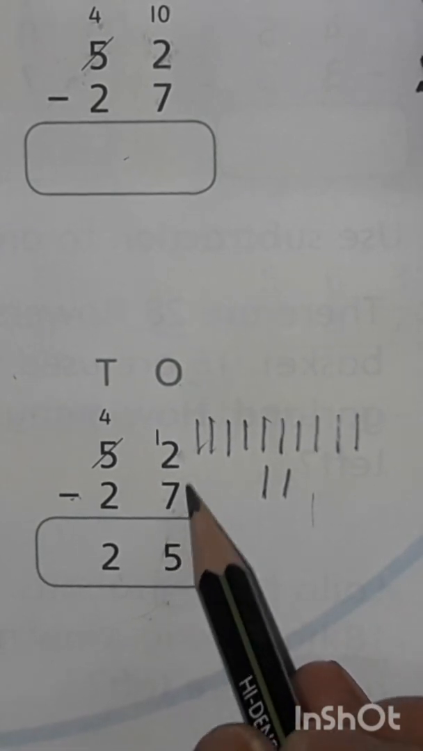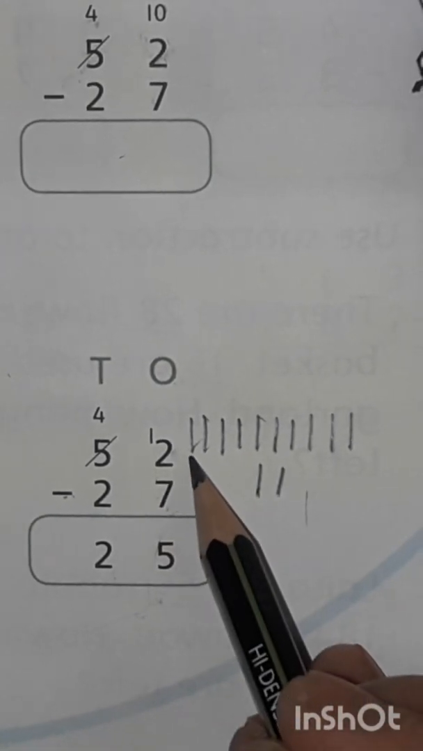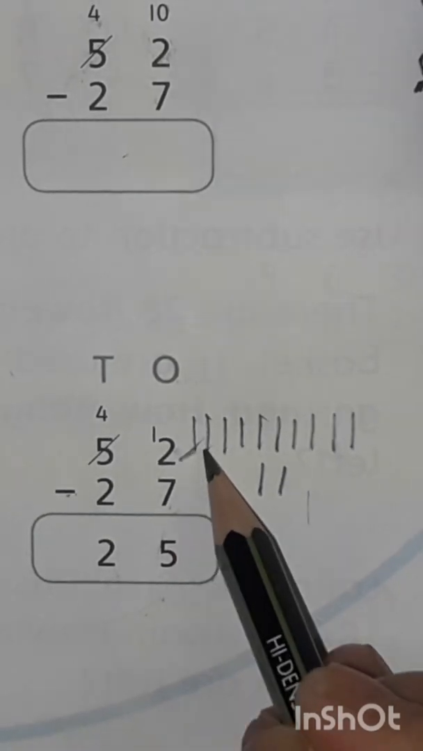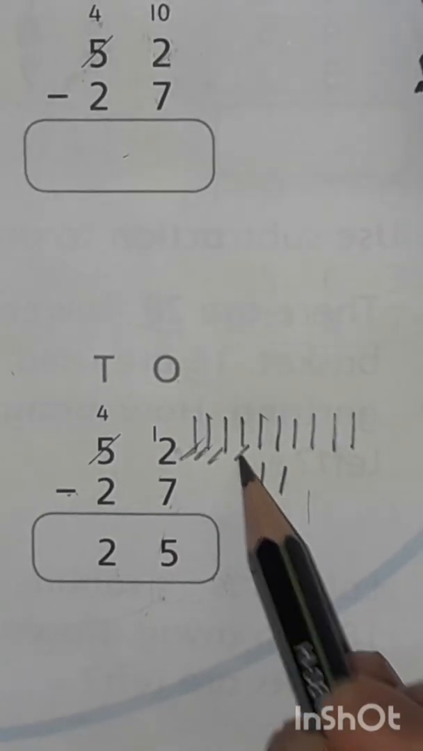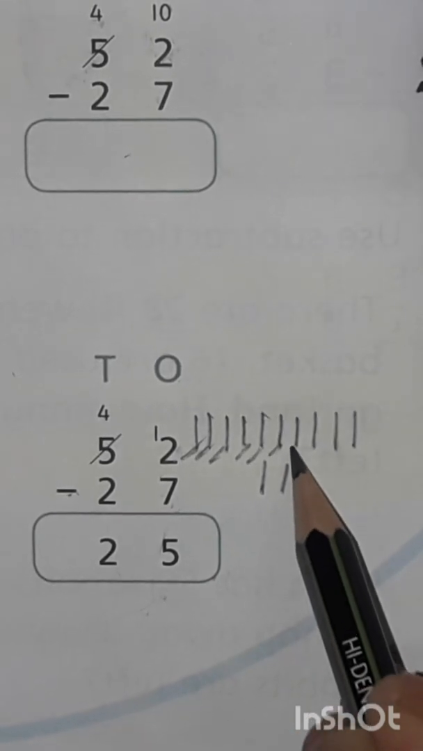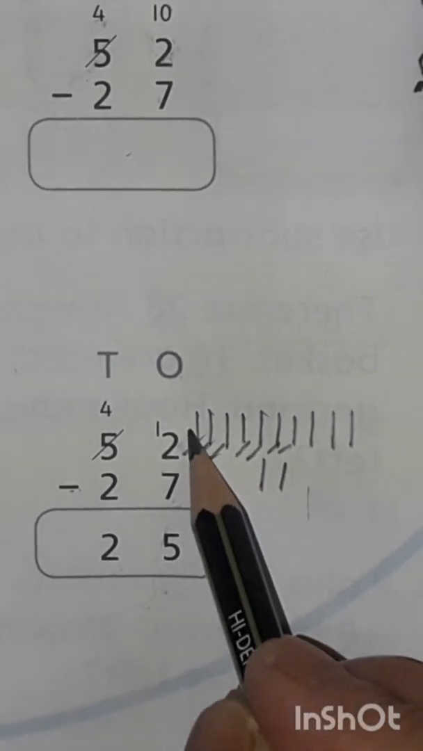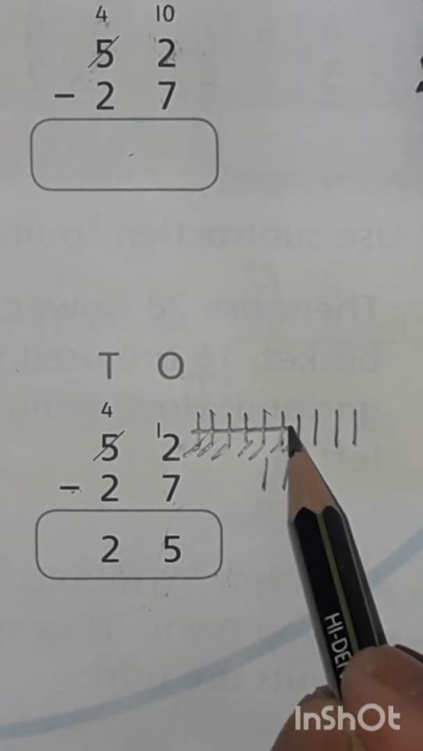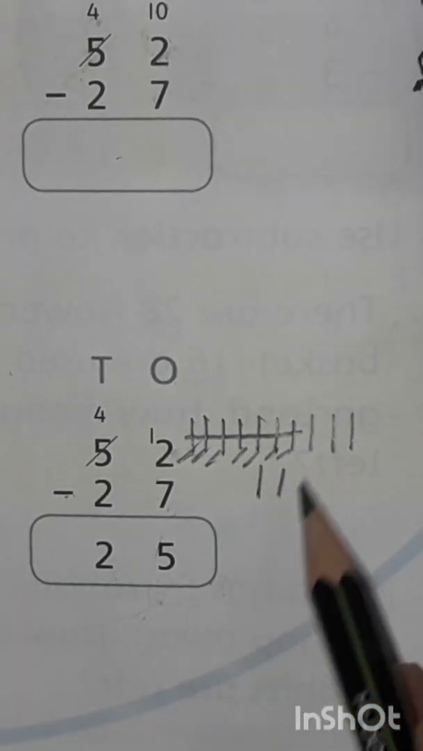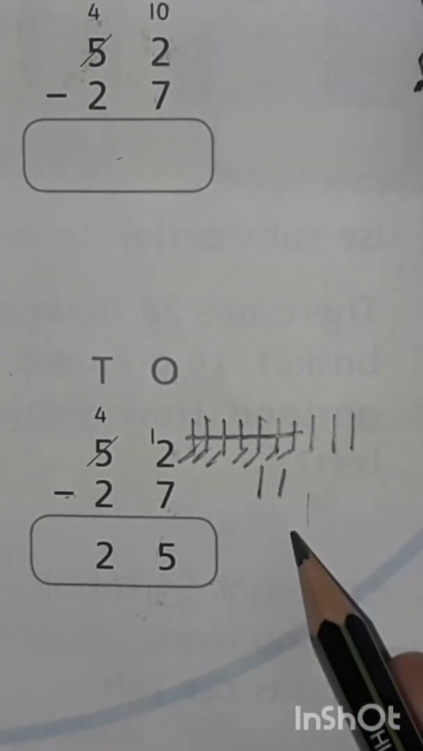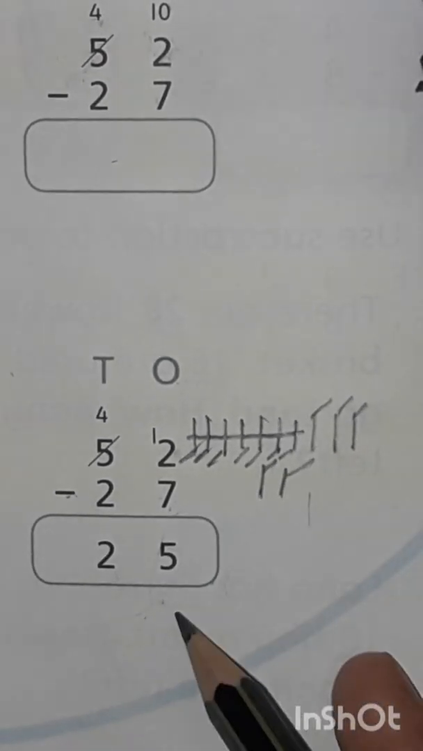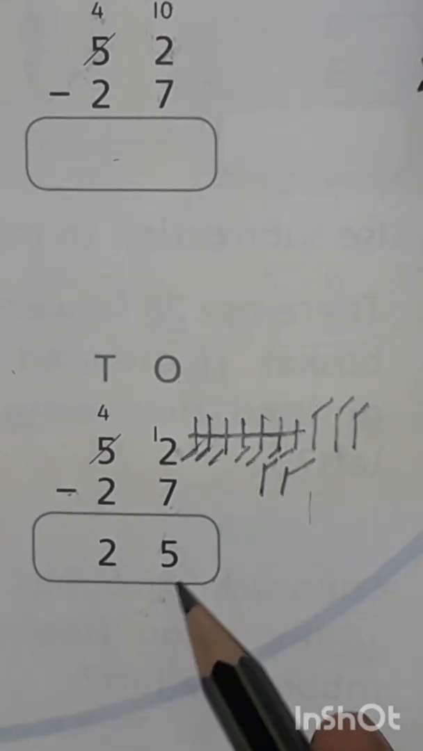Subtract 7 from 12. Count 7 lines. 1, 2, 3, 4, 5, 6, 7. Cut 7 lines. How many lines are left? Count these lines. 1, 2, 3, 4, 5. The answer is 5.